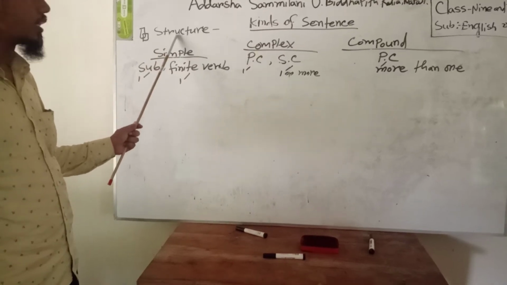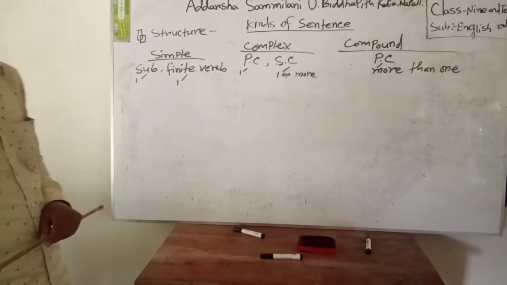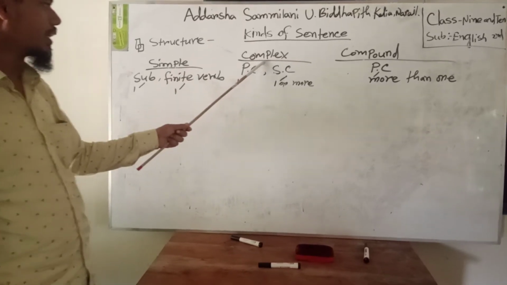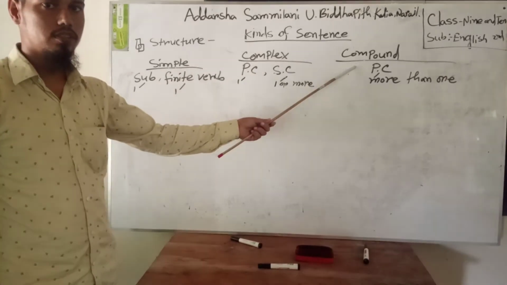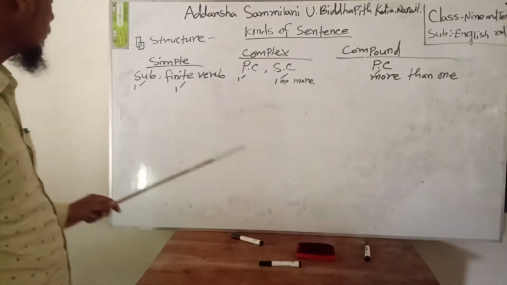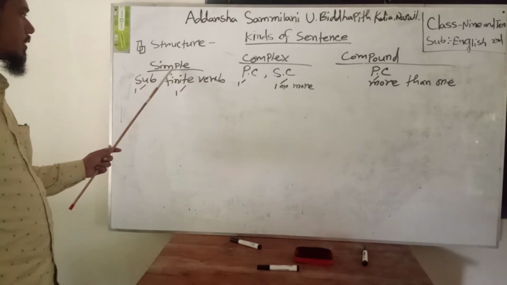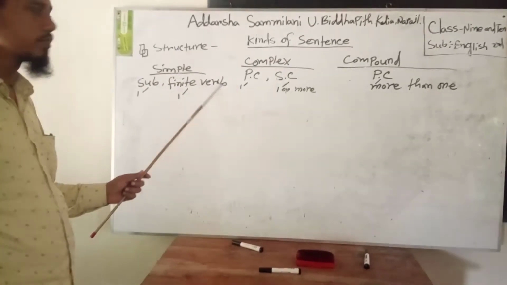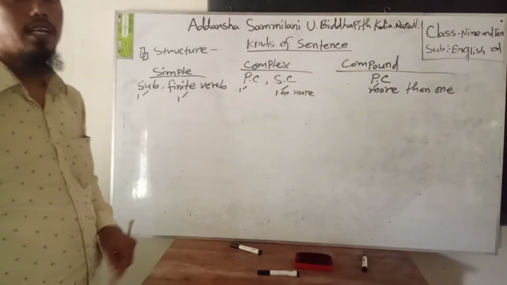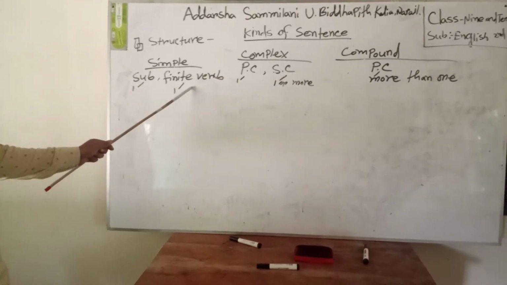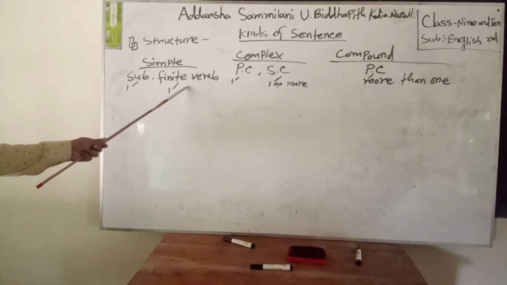According to structure, there are three kinds of sentence: simple, complex, and compound. What is simple sentence? A simple sentence is a sentence having only one subject and only one finite verb.